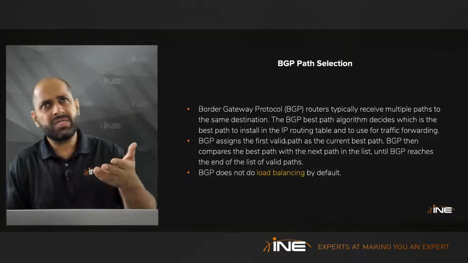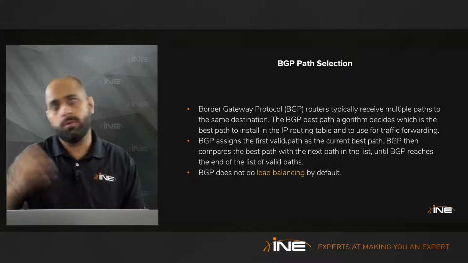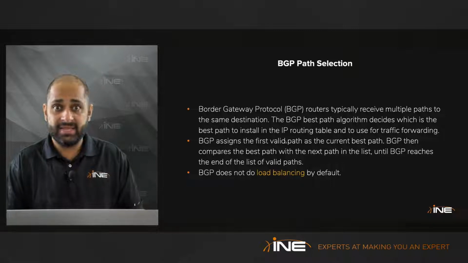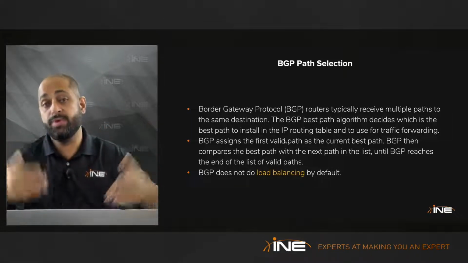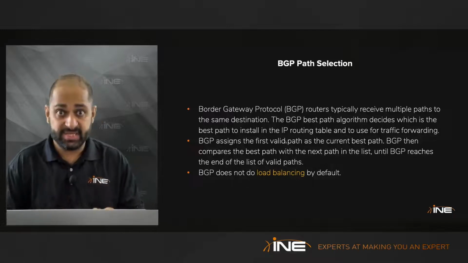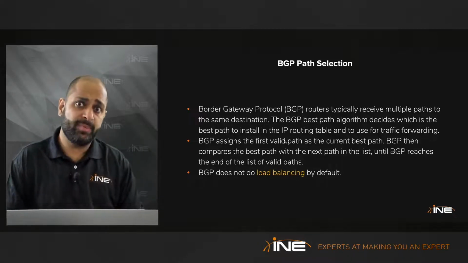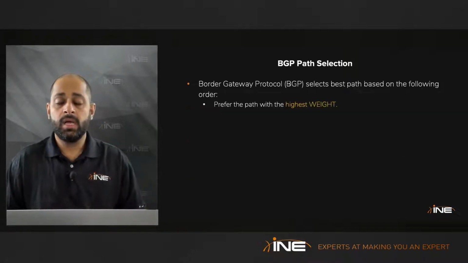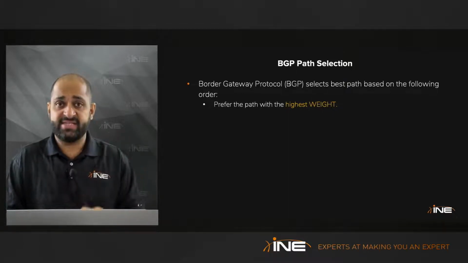So again, coming back, how does the router select ISP1 or ISP2? Like I said, it's based on attributes and there is no specific attribute. There is a list of attributes by which BGP selects the best path. Let's have a quick look at that list. BGP path selection is based on various attributes.